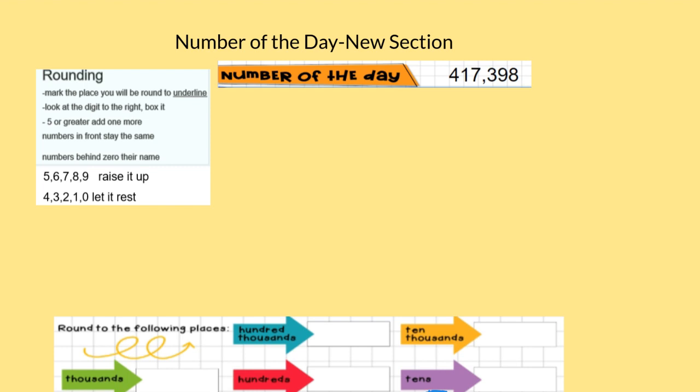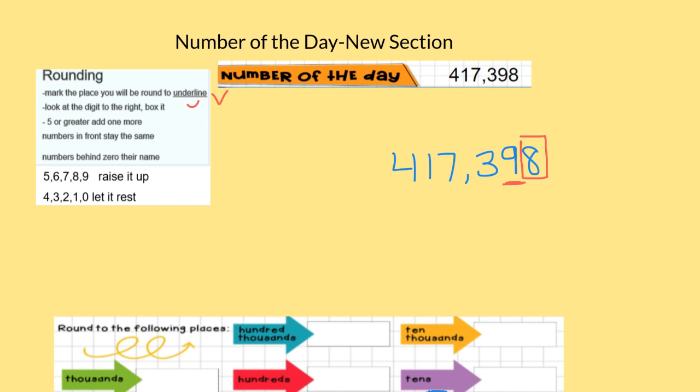So right here, okay? And what I'm going to do is rewrite our number in blue, 417,398. And then using my red pen, I am going to go through my checklist here. First, I'm going to mark the place value I will be rounding, which is the nearest 10. And then right next door, to the right, I'm going to box that number that's going to be making our rounding choice. Okay? And I'm going to check that off my checklist.